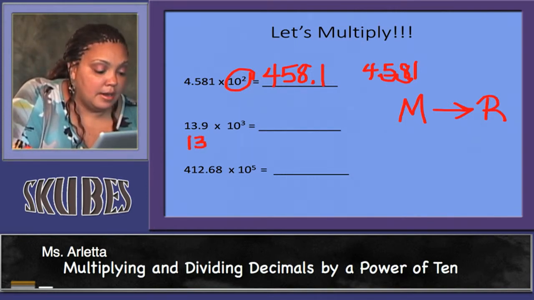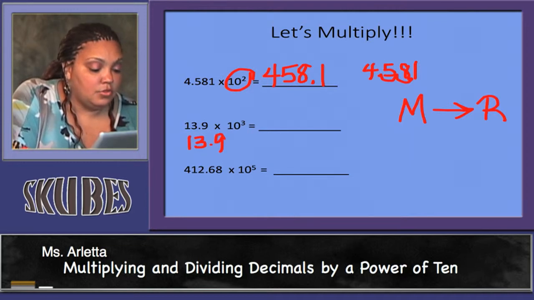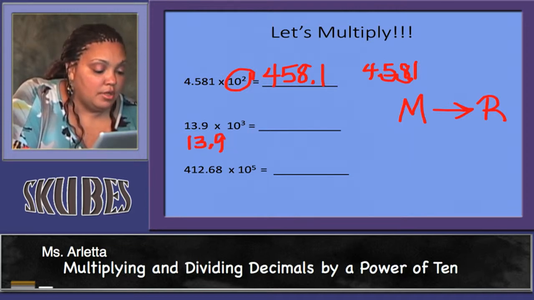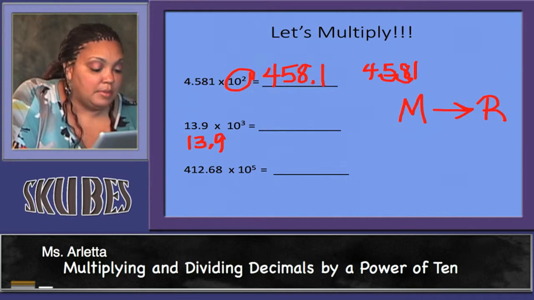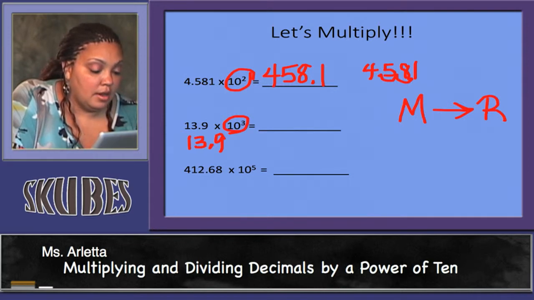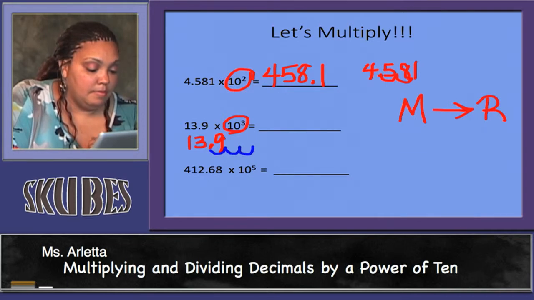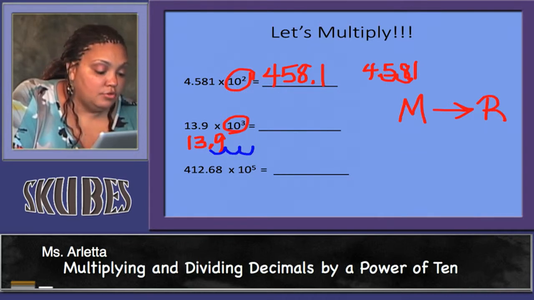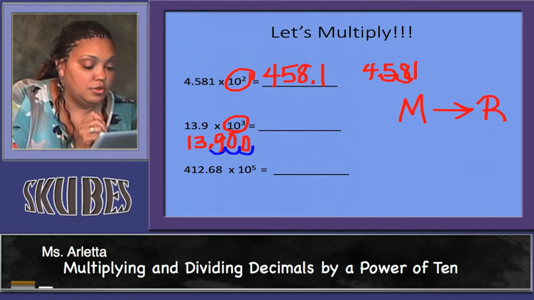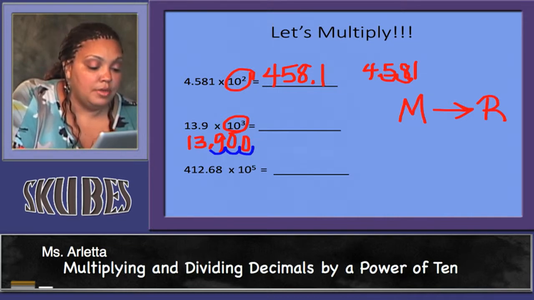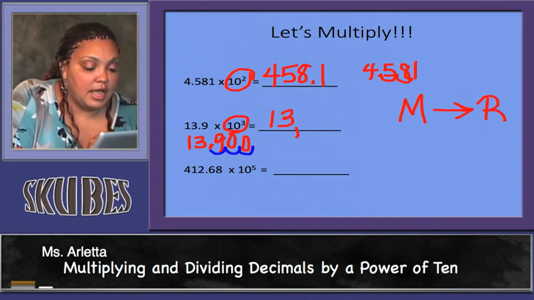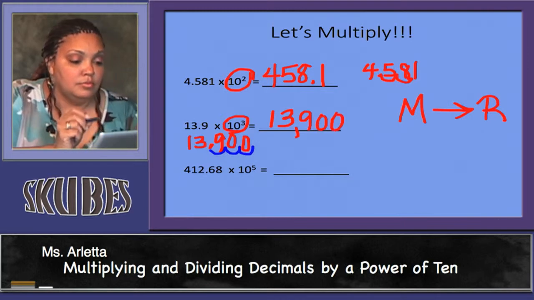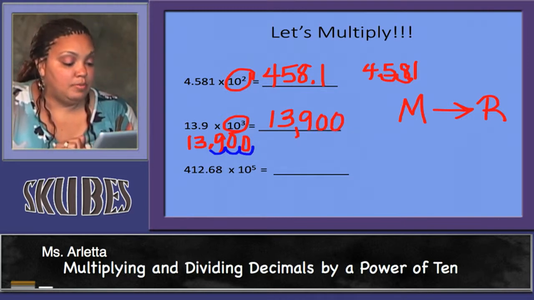The next one, 13.9 times 10 to the third. Start at your decimal point, and this time we'll go 3 spaces because of your exponent of 3 here. 3 spaces to your right. 1, 2, and 3. It looks like we have 2 placeholders, so we'll put 2 zeros in there, and your answer will be 13,900. When you're multiplying, you move that decimal place to the right.